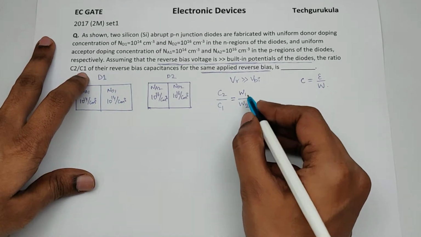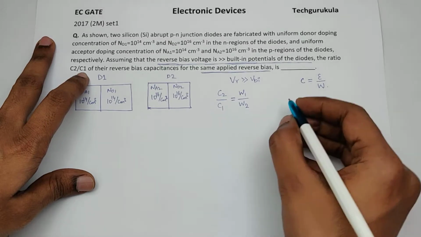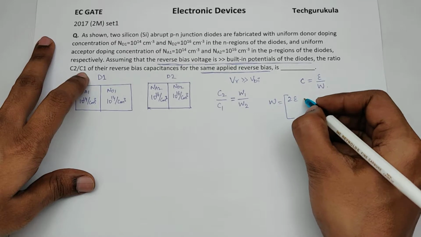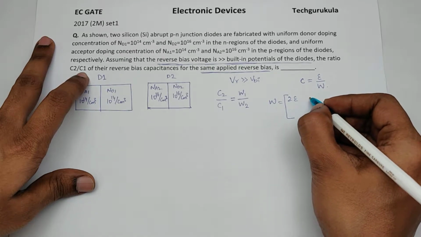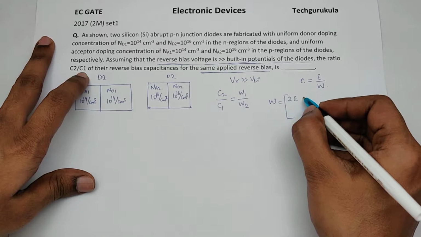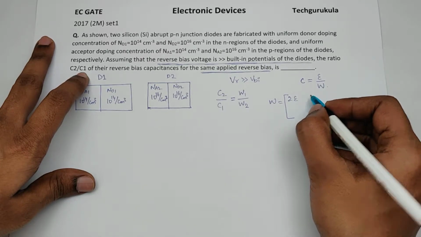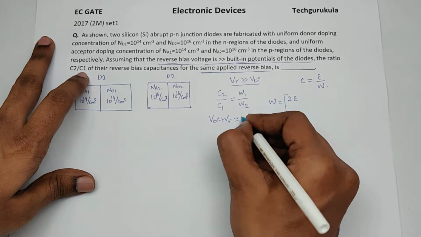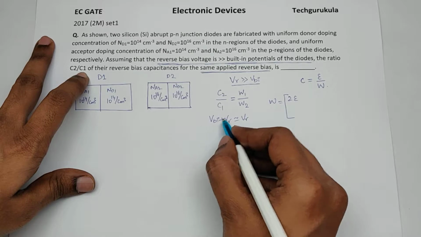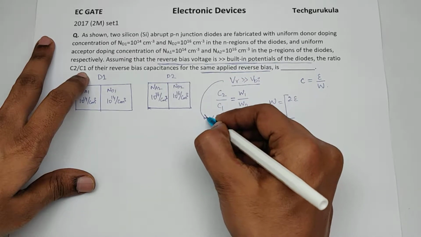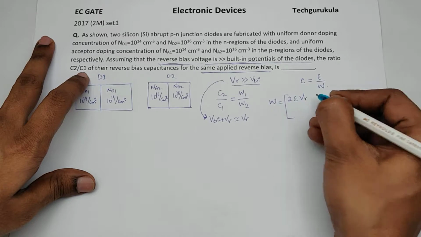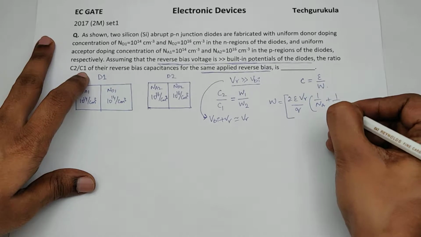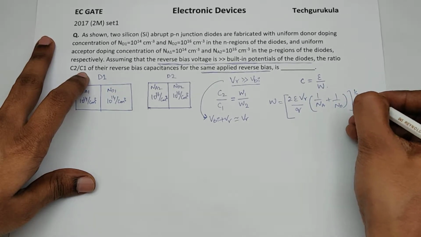Given this, now we need to find what is the formula for W. That we know already, that depletion width is given by 2 epsilon. Now we have VBI minus VD, or in terms of reverse bias voltage it is VBI plus VR. Now given this condition, VBI plus VR can be written as VR itself because VR is far greater than VBI based on this condition. Okay, in that case I am simply writing VR over Q times 1 over Na plus 1 over Nd whole power half.